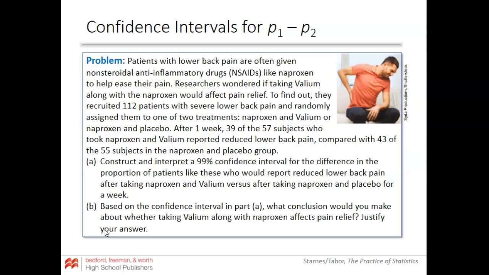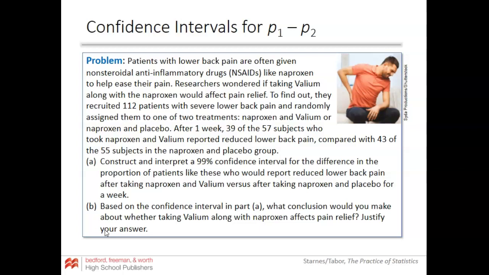But if we look at the subjects, in this case there were 112 patients that had lower back pain, and they were assigned to one of two treatment groups. They gave them naproxen and Valium, and naproxen and a placebo. Valium is a pretty strong drug when it comes to pain relief, and naproxen is an anti-inflammatory. So this is what they did.